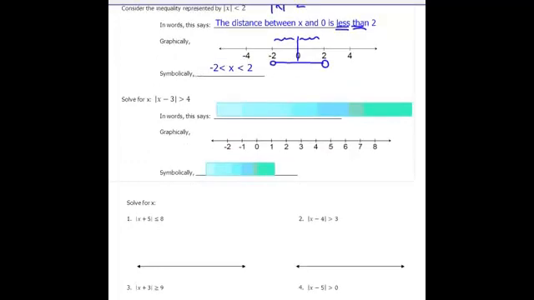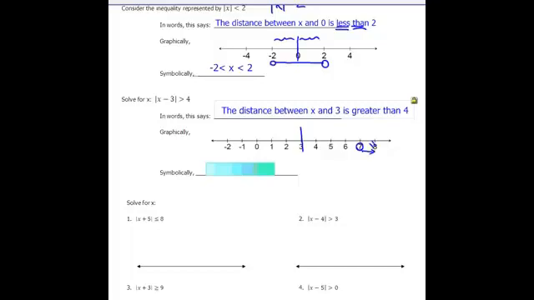Alrighty, so this one is going to say something a little different. The absolute value of x minus 3 is greater than 4. In words, really think about what that is saying. The distance between x and 3 is greater than 4. The distance between the number that I want to choose and 3 has to be greater than 4. So here's 4 units away from 3. I want to be going in that direction. I want all these numbers included. And in this direction, I want all these numbers included.